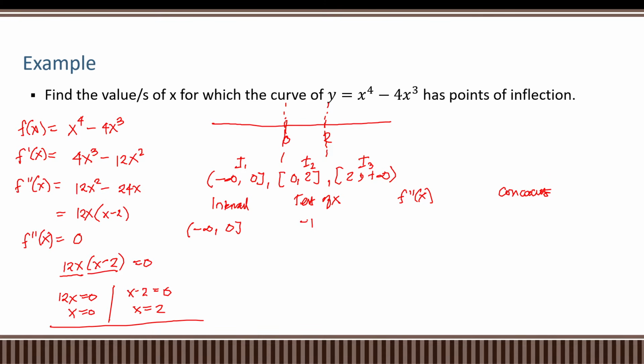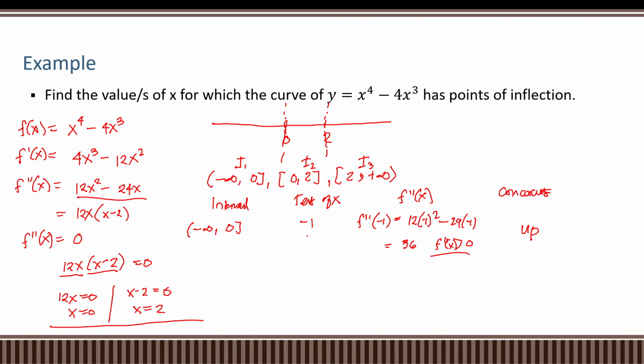So for the double derivative at negative 1, based on the second derivative, we have 12x squared minus 24x. So 12 times negative 1 squared minus 24 times negative 1. The result is equal to 36. So the second derivative is greater than 0. If the second derivative of a function is greater than 0, we can say that the function is concave upward.